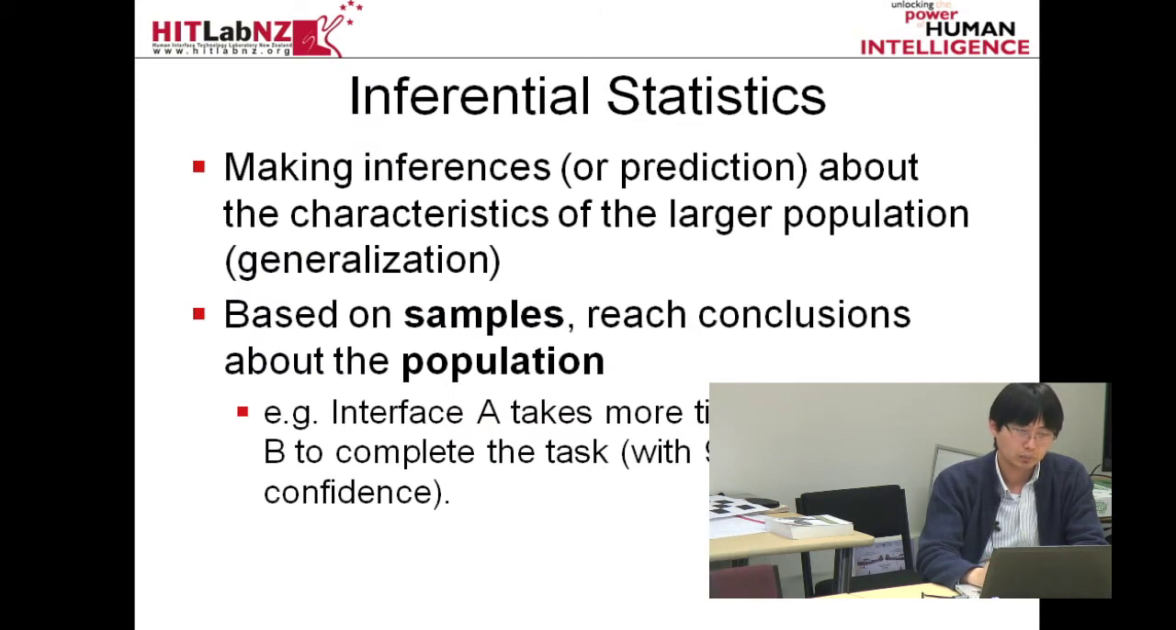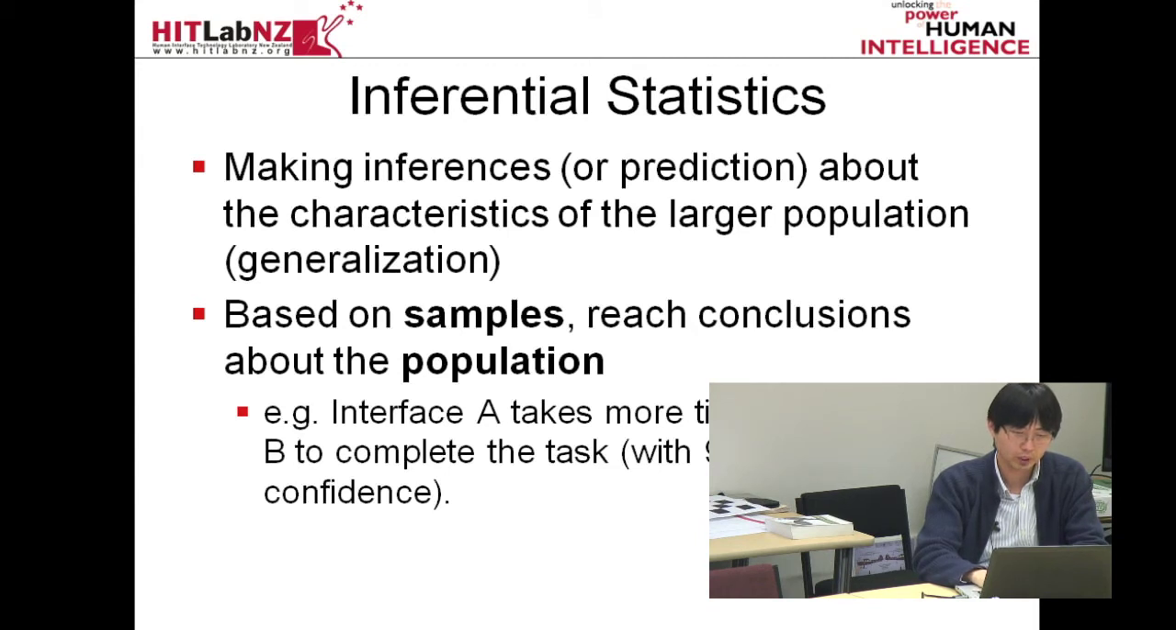So again, it's making inferences about the larger population, or the whole population, based on your samples. So in a computer science way, the input for inferential statistics is sample data, and the output is the conclusion about the population. And in many cases, it's about comparing the mean value of two sample groups.